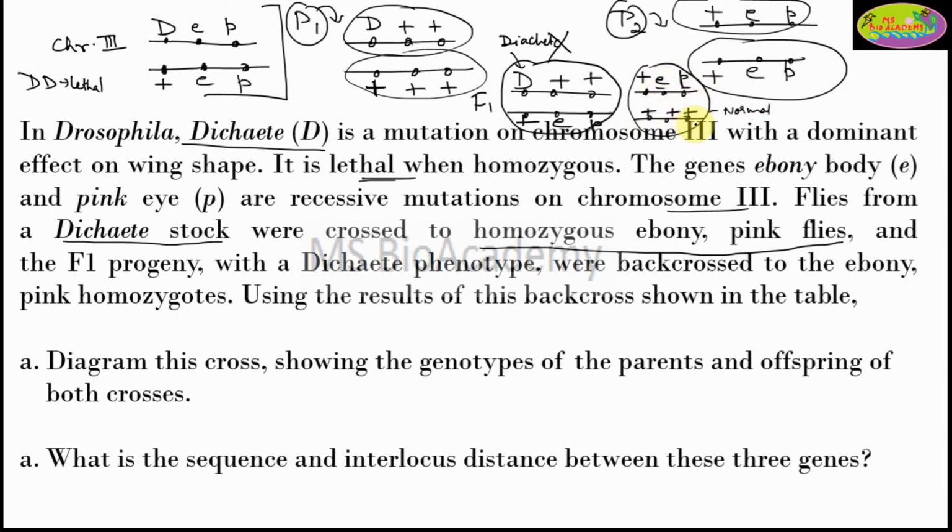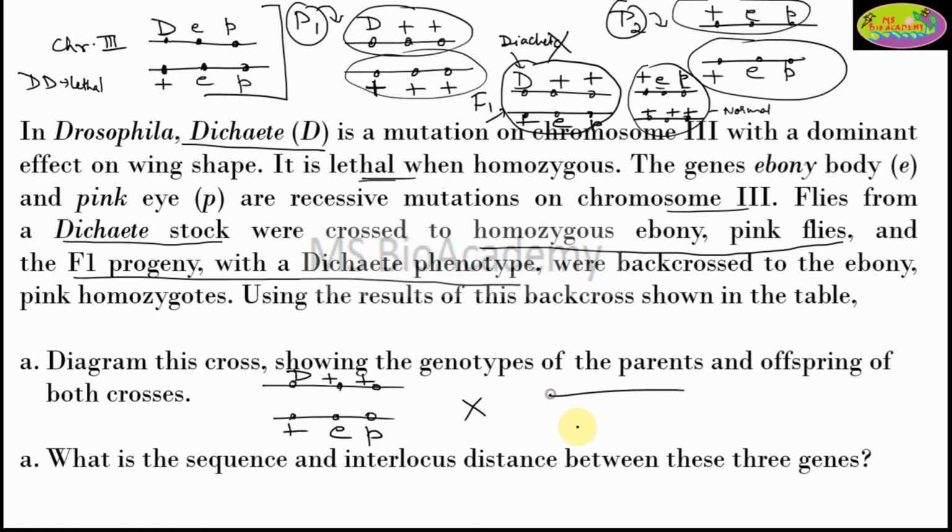It is not present homozygous, so it will not be expressed, right? Now what they have said is that the F1 progeny with the dicheat phenotype, so let's take this one over here. They have taken this particular F1 progeny with a dicheat phenotype and back crossed it. Back cross, we know, means we cross it with one of the homozygous parents, so they have back crossed to the ebony pink homozygotes, right?